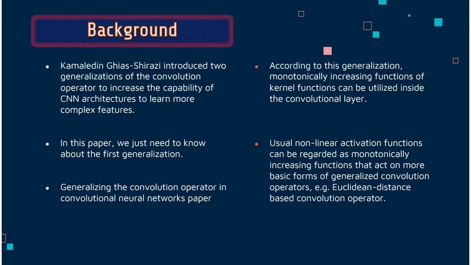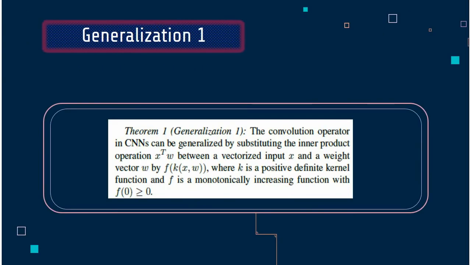Kamaledin Ghiasi-Shirazi introduced two generalizations of the convolution operator that increase the capability of CNN architectures to learn more complex features. In this paper, we just need to know about the first generalization. The convolution operator in CNN can be generalized by substituting the inner product with a positive definite kernel function.